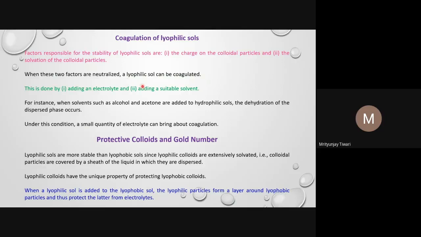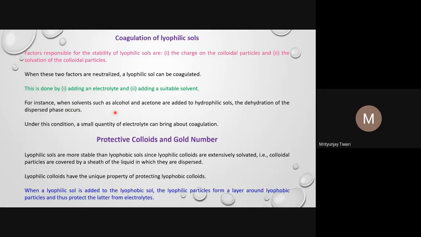And so how can one neutralize these two factors? This can be done by adding an electrolyte and by adding a suitable solvent. And a suitable solvent, suppose in a particular solvent the colloidal particle has greater affinity. So if you add another solvent which has very little affinity with the colloidal particles, this will cause precipitation of the colloidal particles.